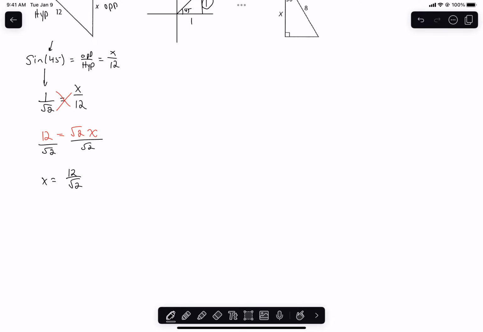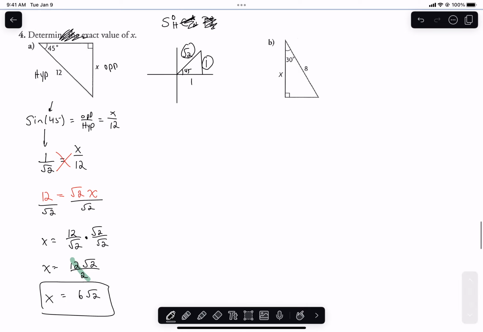Now there's something that we never ever do, and it is leave a radical in the denominator. So I'm just going to rationalize by multiplying by root 2 over root 2. And so x is going to be 12 root 2 divided by what would be the square root of 4, which is 2. And so subsequently I can simplify the 12 divided by 2 to be 6 root 2. Okay, which is what you will see the answer being on the answer page.